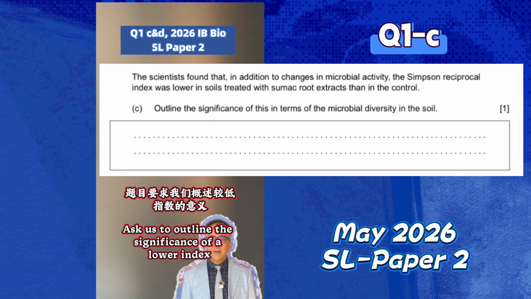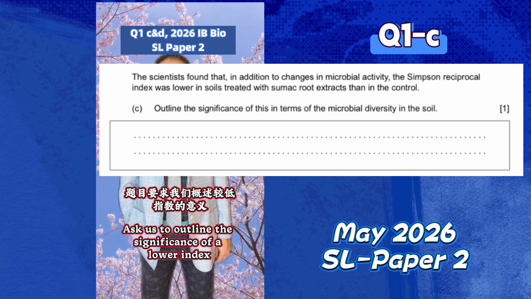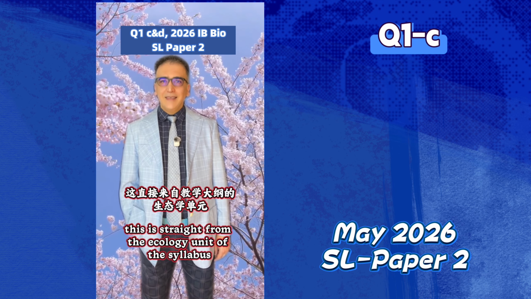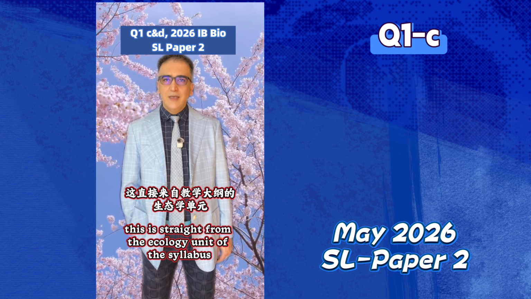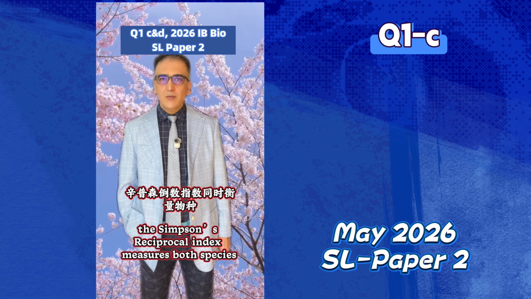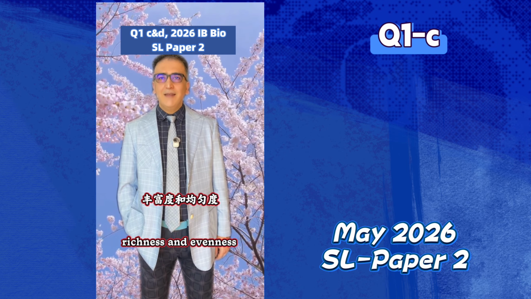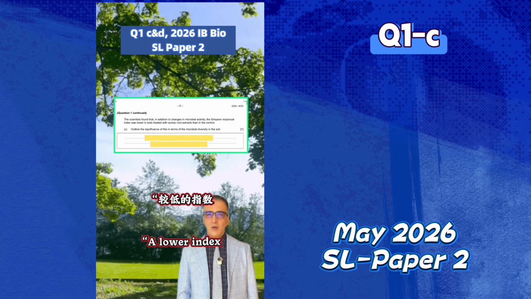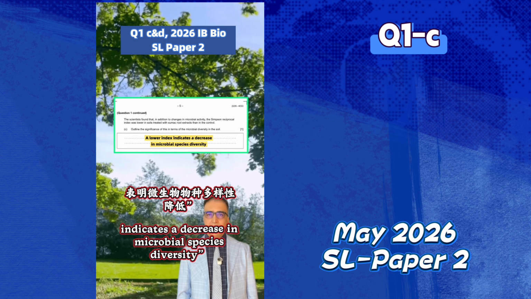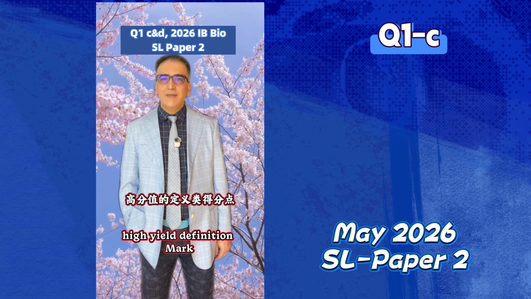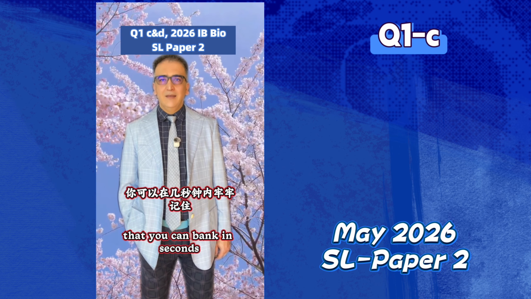Question C asks us to outline the significance of a lower index in terms of soil microbial diversity. This is straight from the ecology unit of the syllabus. The Simpson's reciprocal index measures both species richness and evenness. So, your exact answer is a lower index indicates a decrease in microbial species diversity. It is a simple high-yield definition mark that you can bank in seconds.